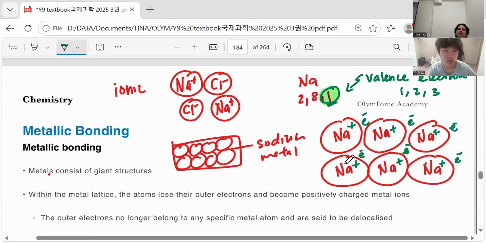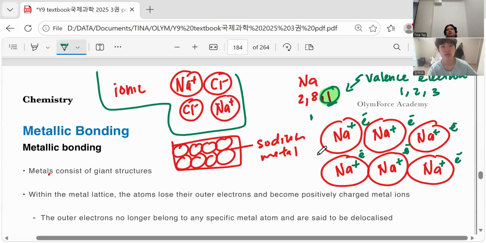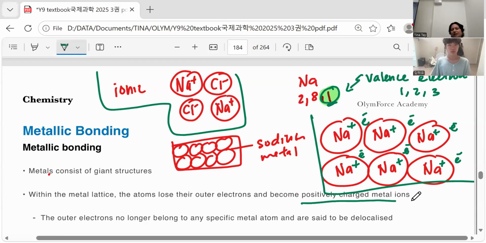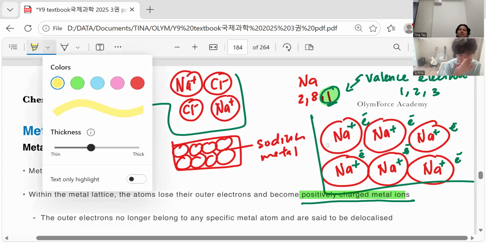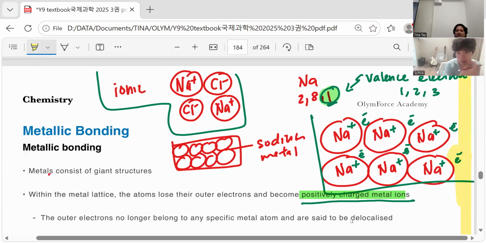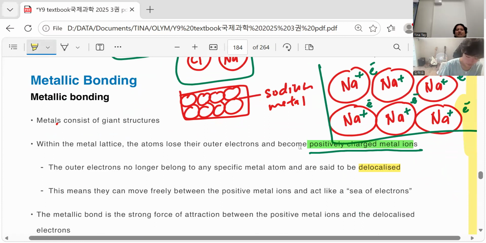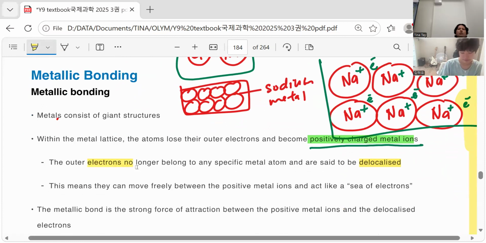So what happens is, in an ionic compound, it's a lattice arrangement of alternating positive and negative ions. In a metallic structure, it is a lattice arrangement of positively charged metal ions. Can you see the difference? It's almost the same. Then what happens is the electron is freely moving. That means it can go anywhere it wants, so it's called a delocalized electron. Or if you cannot remember the word delocalized, you can just say free electron.